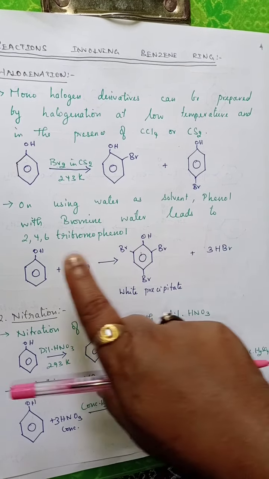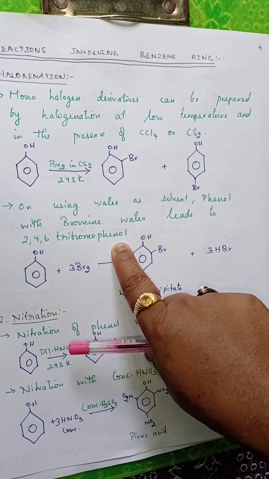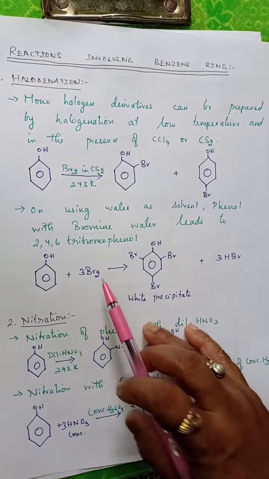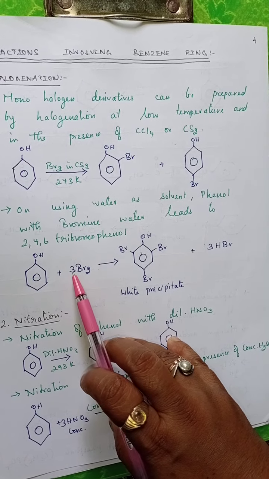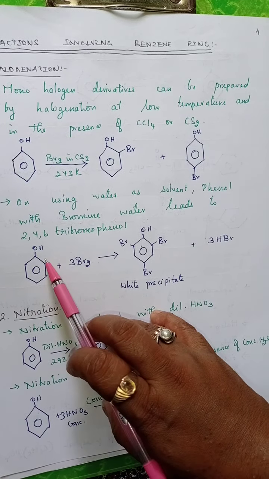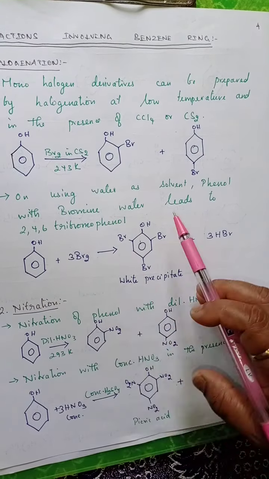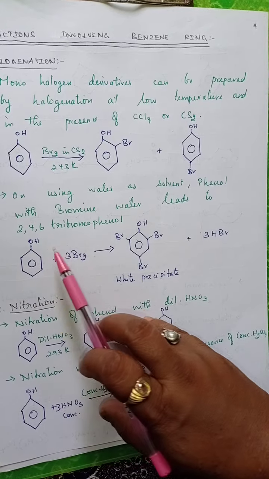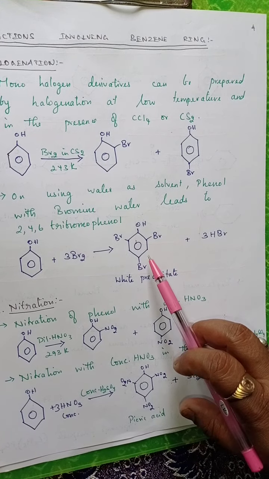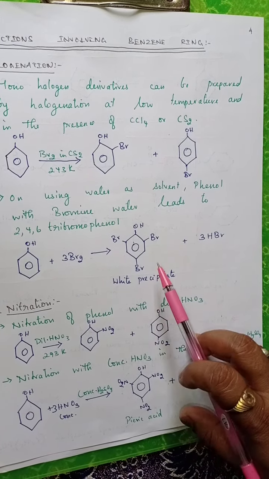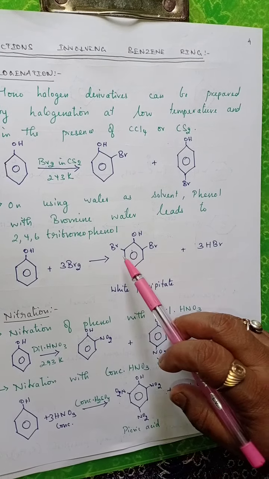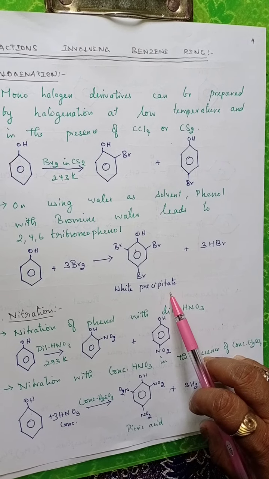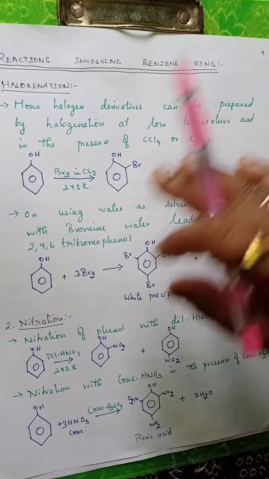Over here, if you use water as a solvent, the phenol with bromine water leads to 2,4,6-tribromophenol. That means excess of bromine. That is what we have shown, 3 moles of Br2. Over here 3 hydrogens are replaced by Br. 3 hydrogens in the sense that this opens up positions 2, 4, 6. That means 2,4,6-tribromophenol, which gives you a white precipitate in this reaction. This is what halogenation is.